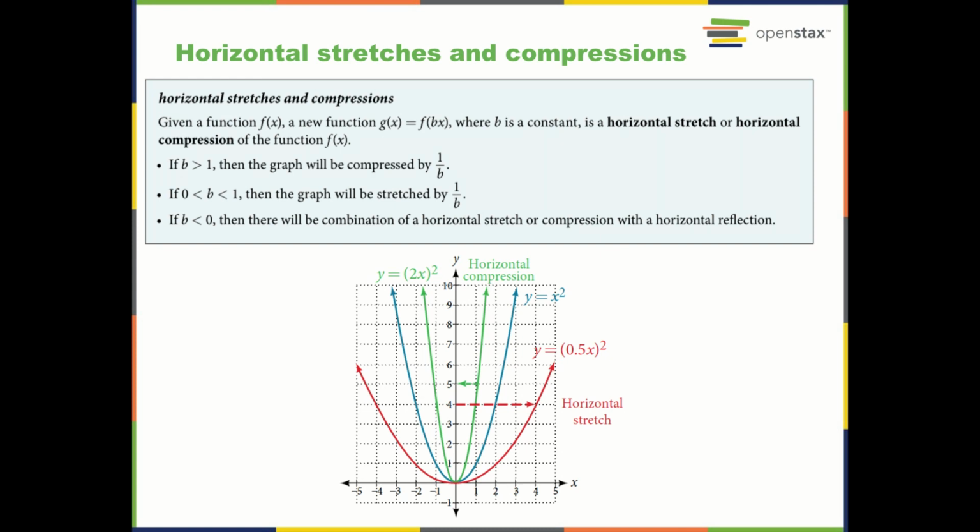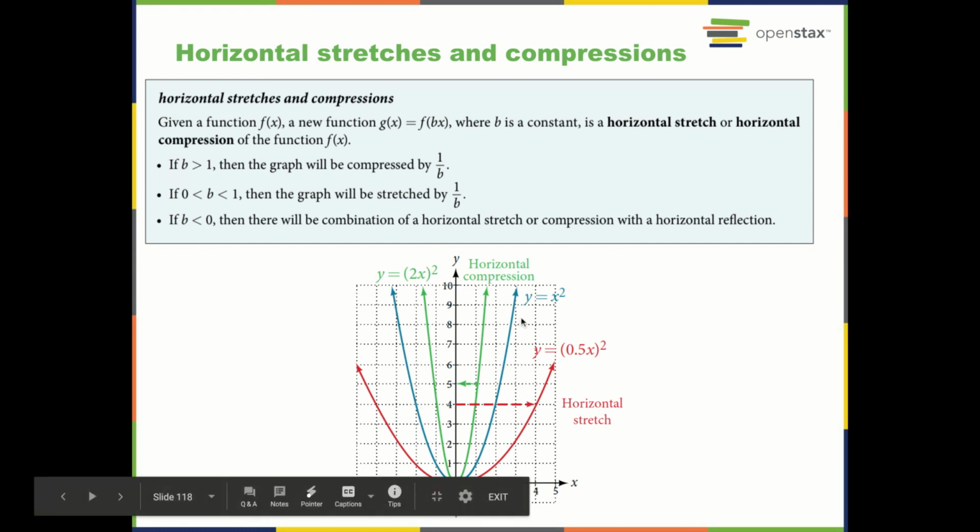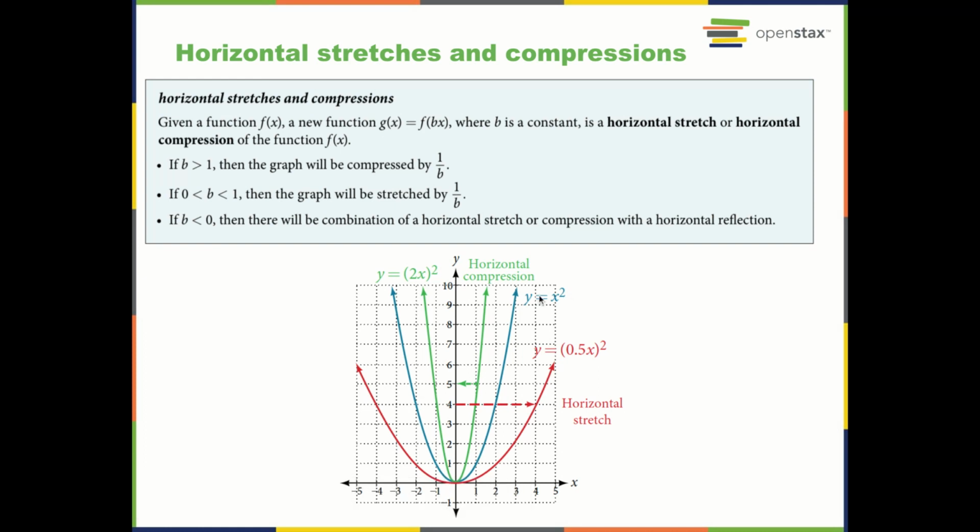And so here's our original function, x squared, blue, our toolkit function. If we had (2x) squared, it's going to be compressed. It's that green function. It gets taller. If it's between 0 and 1, it is a horizontal stretch. It makes it wider.